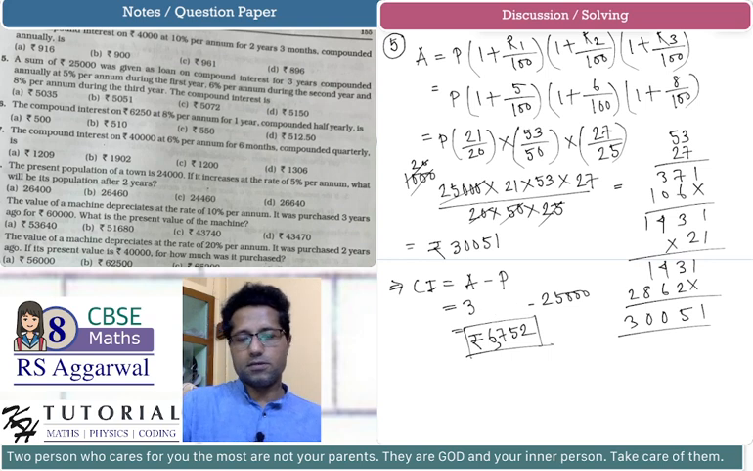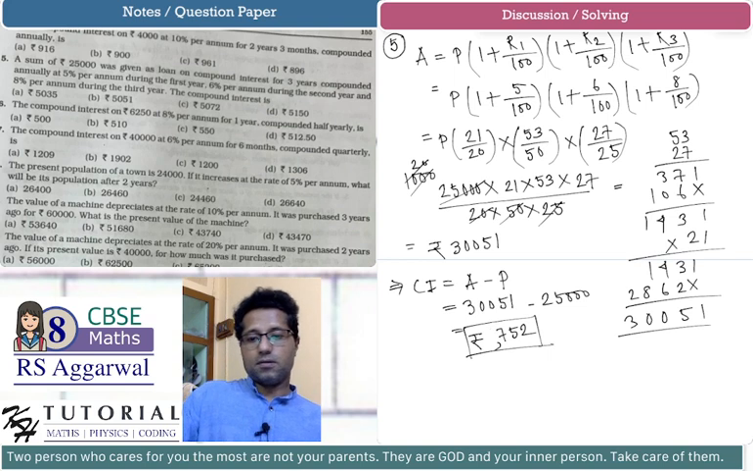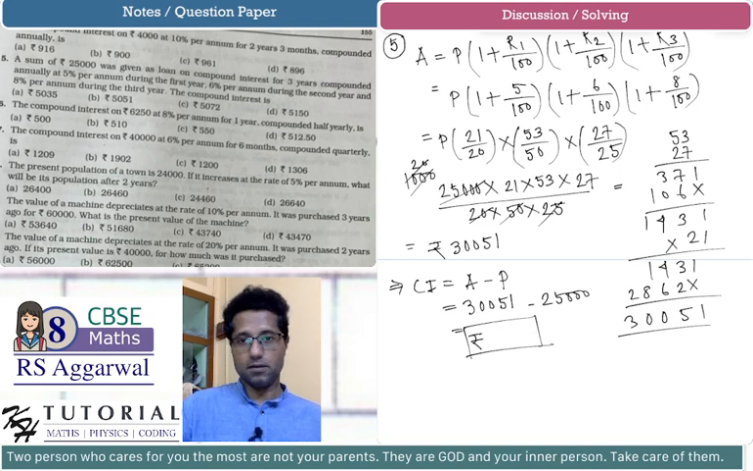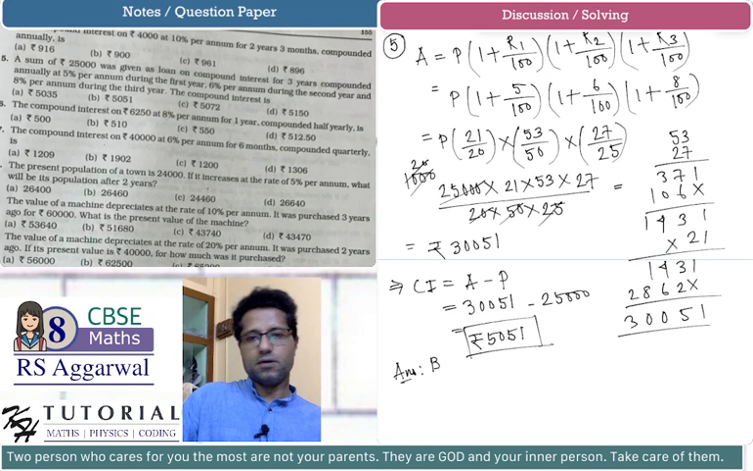So the amount is rupees 30,051. So the compound interest will be 30,051 minus 25,000, which is 5051, and hence the correct choice is B. B is the correct choice.